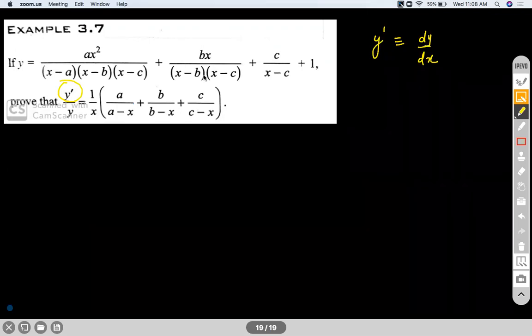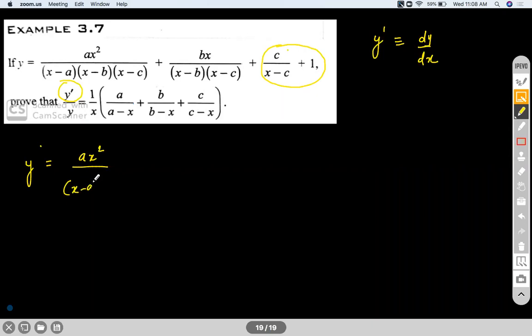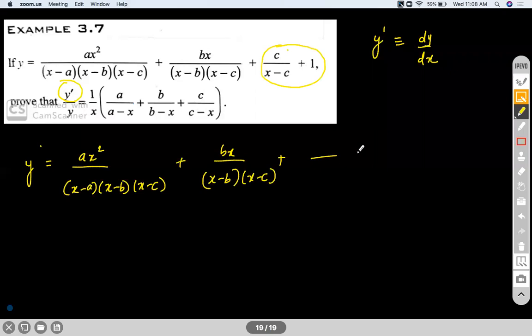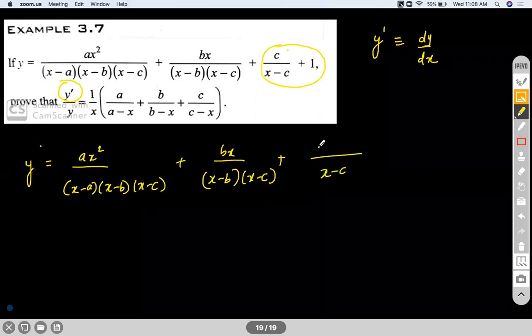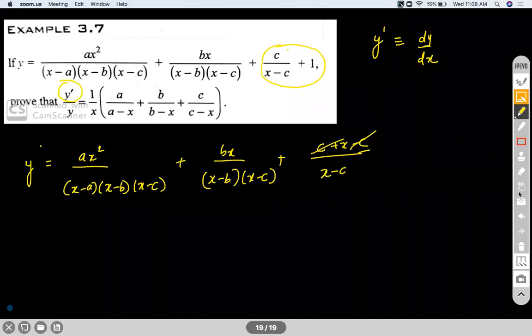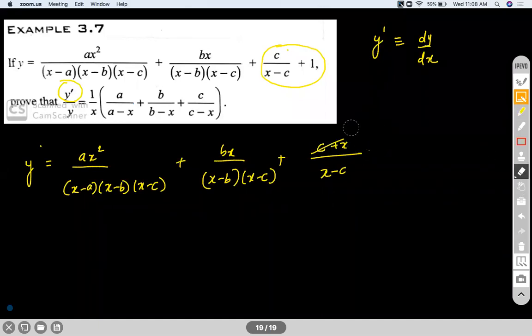Any idea? I'll give you a hint. Start combining these two terms. What will you get? X by X minus C. If you take this common, you'll get C plus X minus C, which is X by X minus C, correct? So let me just remove this unnecessary thing.